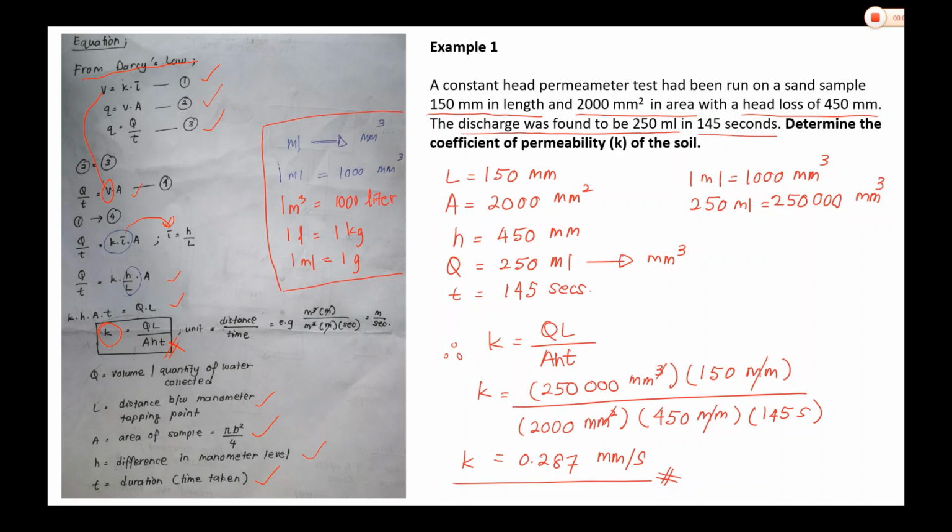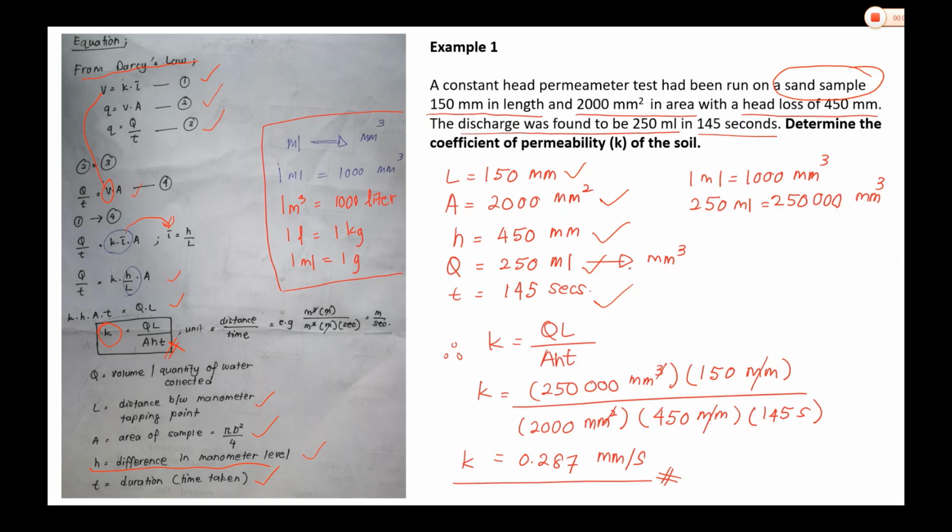Okay, kita tengok satu example. A constant head permeameter test had been run on a sand sample. Kita tahu this one for the coarse soil, 150 mm in length. So jot down the info. 2000 mm square in area. So kita tahu area. Head loss is the H value, different levels, kat sini different in manometer level is H loss. And then we also collect the discharge yang keluar tadi, 250 ml, and time taken or duration 145 second.